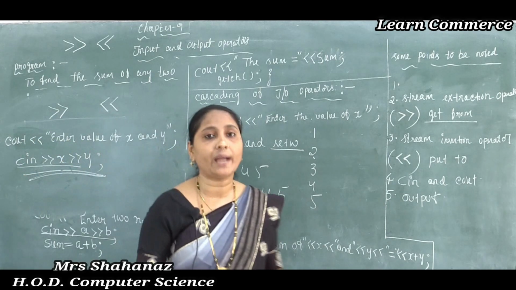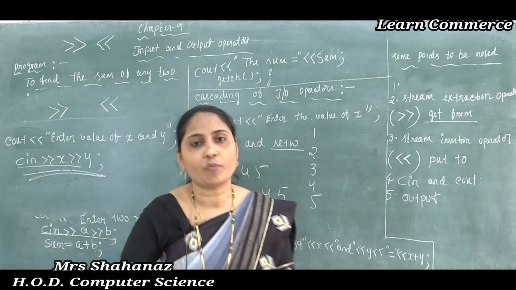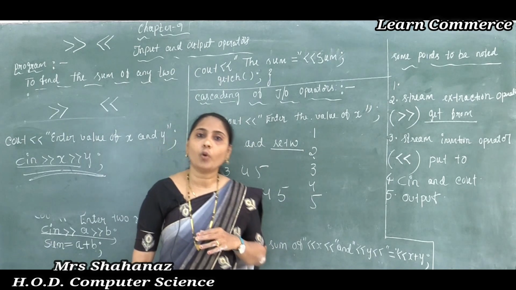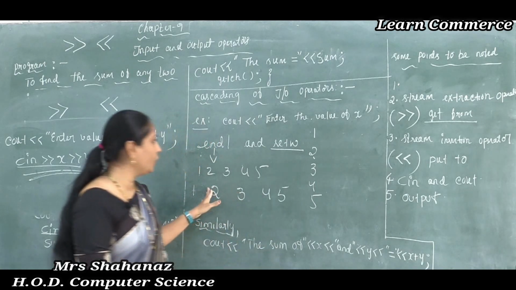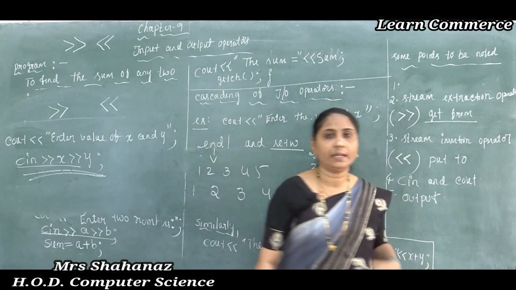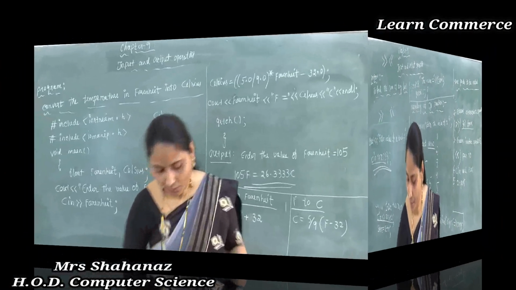How are we going to write it? Hash include, then angle bracket, iomanip.h. So finally we can say that the iomanip.h header file holds the objects endl and setw. So clear this point, the meaning and some important points to be noted in case of the input and output operators. Okay, we know that.